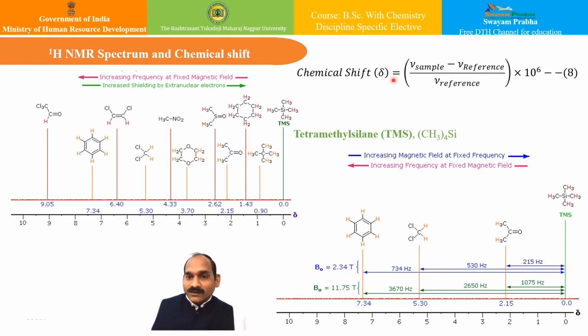So in NMR, this delta will always show the chemical shift which has arisen due to this division, that is hertz upon megahertz of the applied magnetic field, and it will be represented in ppm. Let us go ahead for the understanding of its utilization.